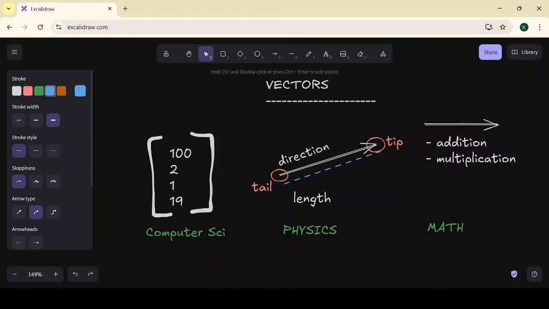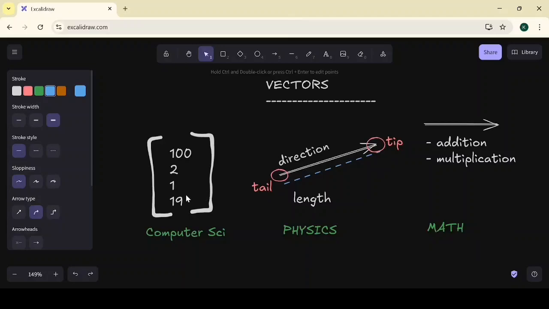What are vectors? Basically, there are three different perspectives to look at a vector. First is the computer science student's perspective. He thinks that a vector is just an ordered list of numbers. These square brackets represent that this is a list, and the numbers inside it are called elements.